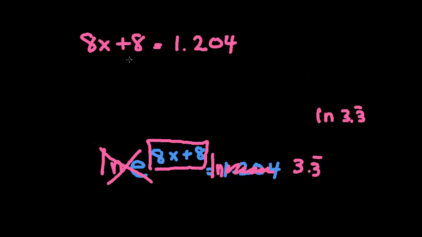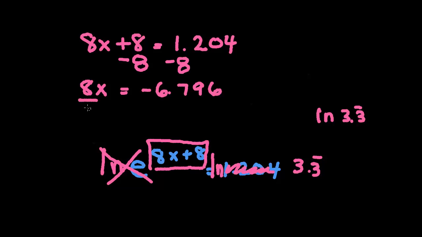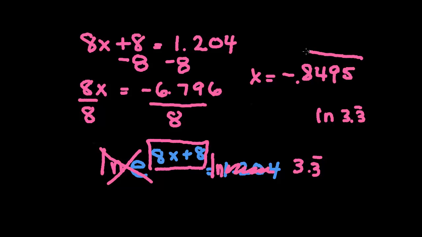All right, so now we are going to subtract 8, and we get 8x is equal to negative 6.796. We're going to divide by 8, and we get our final answer of x equals negative 0.8495.